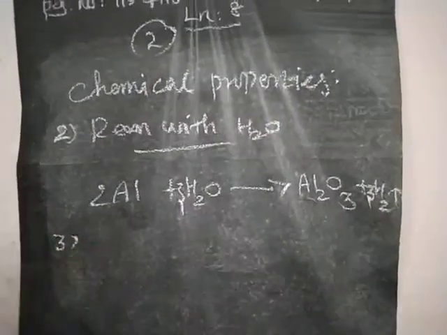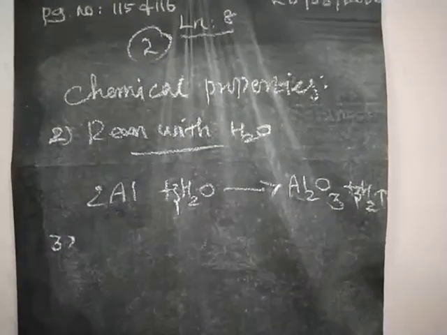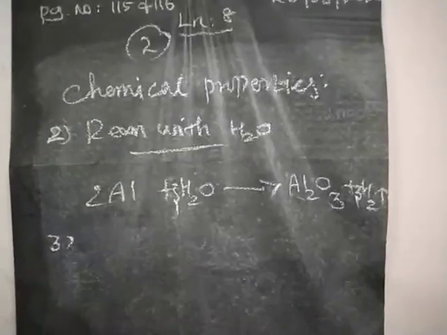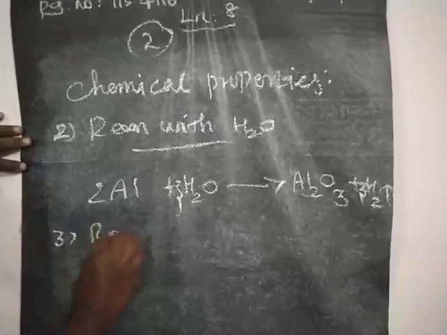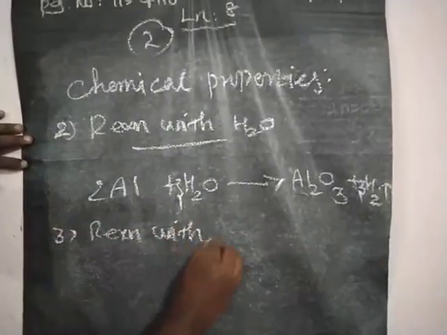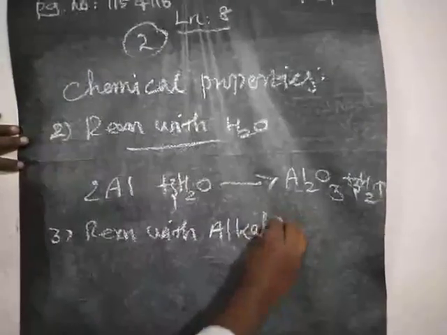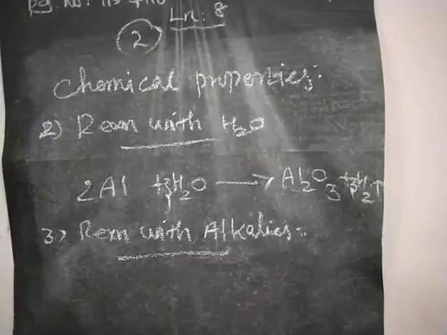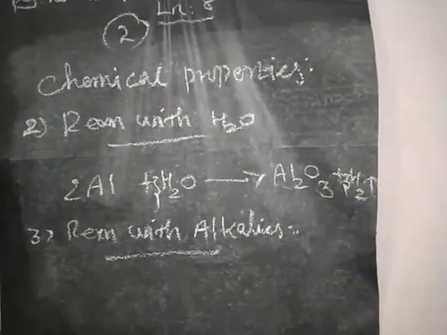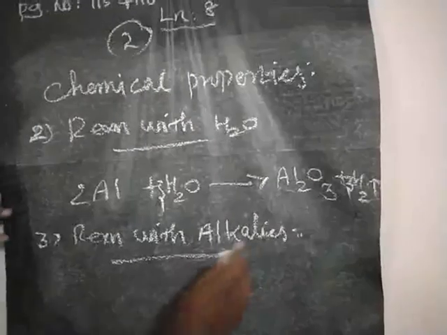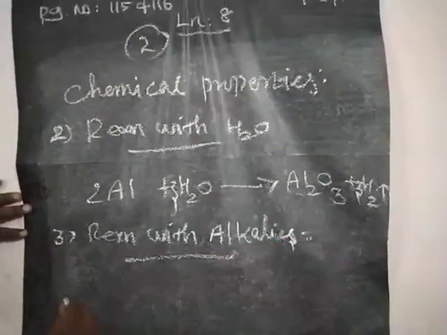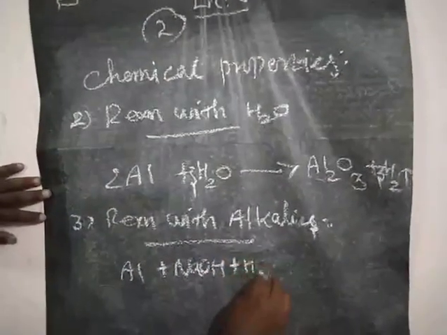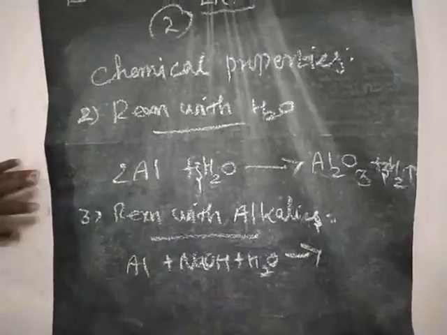Third one, reaction with alkalis. It reacts with strong alkalis to form aluminate. So aluminium reacts with sodium hydroxide in the presence of water to form what? Sodium meta-aluminate.